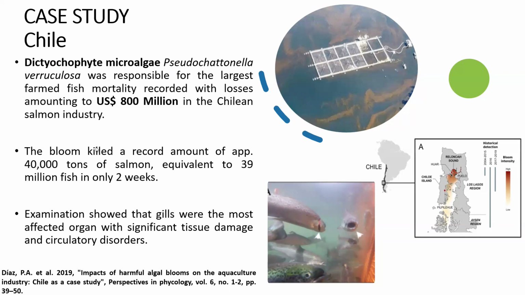This highlights the devastating impact of algal blooms on the salmon population, as even with sufficient dissolved oxygen levels, the fish were unable to survive due to their damaged gills. The rapid and widespread nature of the bloom resulted in significant economic losses for the Chilean salmon industry.